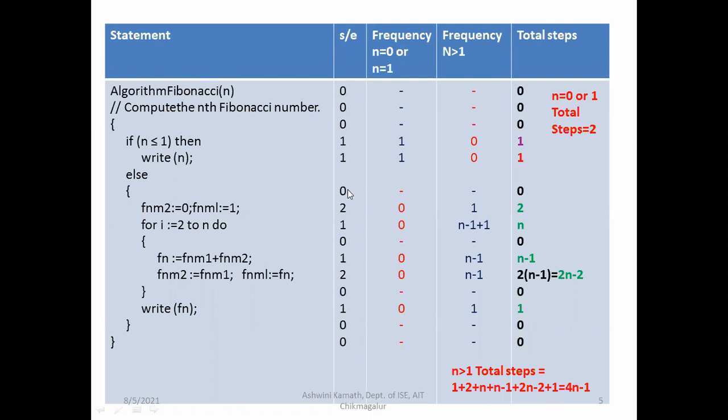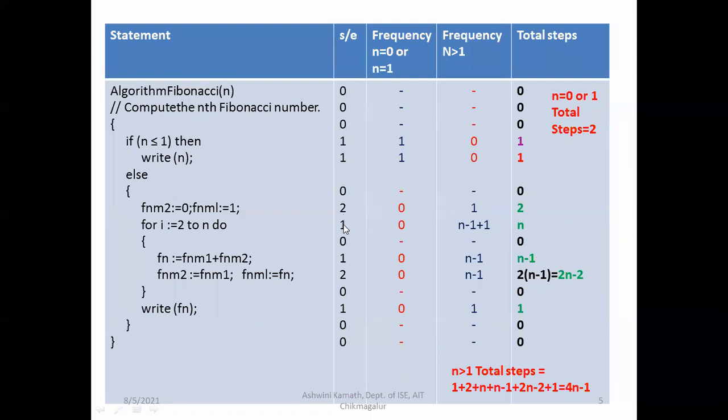Okay, then in the else part, when we have opened the bracket, this is not an executable statement. It will just specify to the compiler that it's the beginning of the else part, right? So it will be 0. Then in this line, we have two executable statements, that is Fnm2 is equal to 0 and Fnm1 is equal to 1. In a single line, we have two statements. So S or E is equal to 2. I hope you are getting it. Fnm2 is equal to 0, it's one statement. Fnm1 is equal to 1, that is another statement. So here we have two executable statements, so it will be equal to 2.